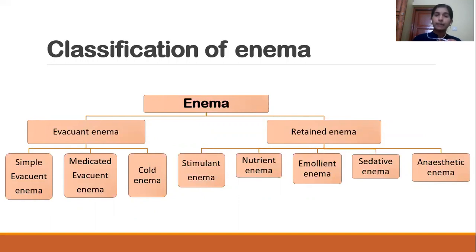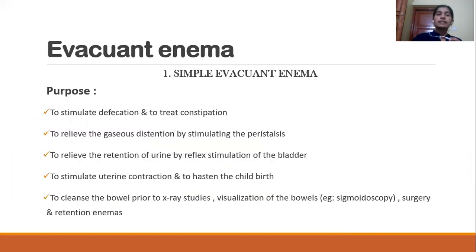Evacuant enema is again divided into simple evacuant enema, medicated evacuant enema, and cold enema. These are the three subclassifications of evacuant enema. Retained enema is again divided into stimulant enema, nutrient enema, emollient enema, sedative enema, and anesthetic enema. From the word itself, for some enema types, we will get a little idea.